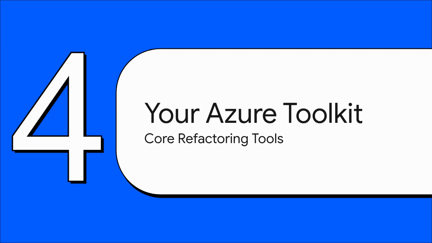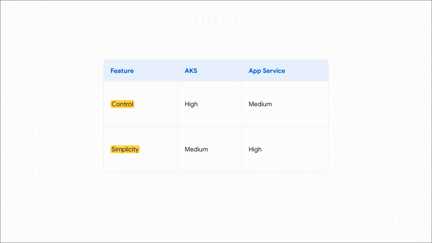Now let's talk about the with what. Let's dive into the core Azure services that make up your refactoring toolkit and make this all possible. So for running these new microservices, you've basically got 2 main paths on Azure. On one hand, you have Azure Kubernetes Service, or AKS. Think of this like getting all the parts to build a high-performance race car. You have total control over every single knob and dial, which is amazing if you need that level of control, but yeah, it's more complex.